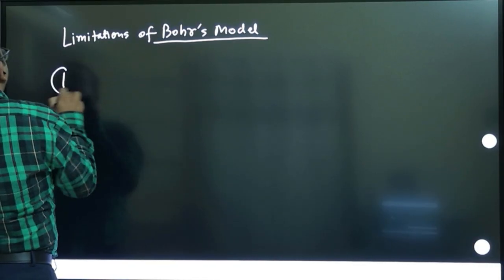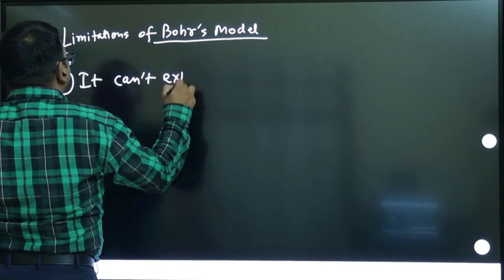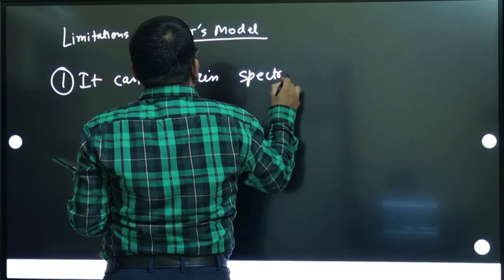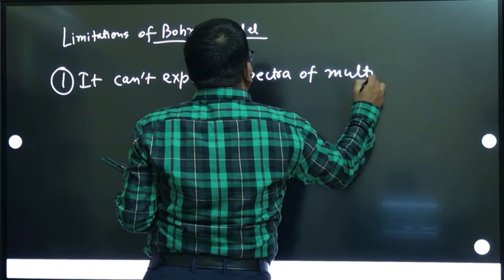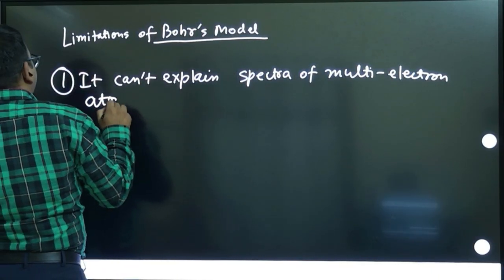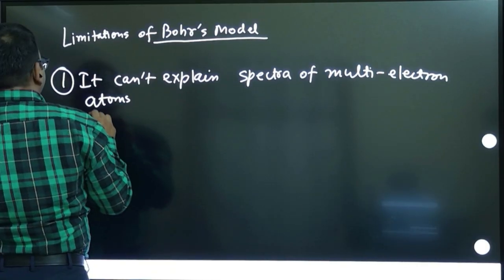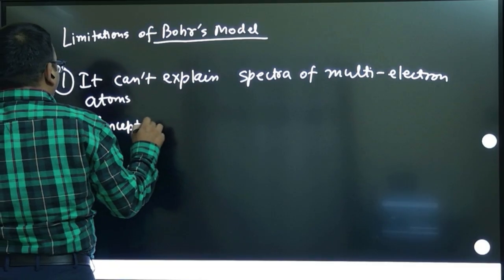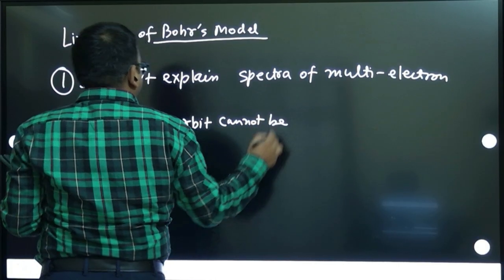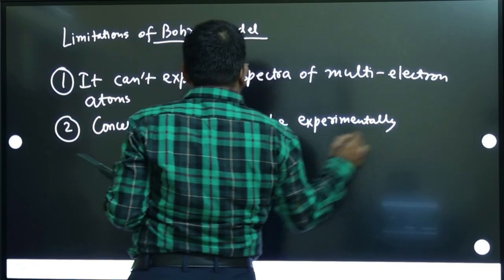Okay. So the first limitation: it cannot explain the spectra of multi-electron atoms, because Bohr's model is only valid for single electron atoms. The concept of orbit cannot be experimentally validated.